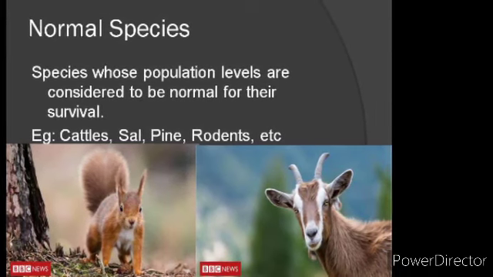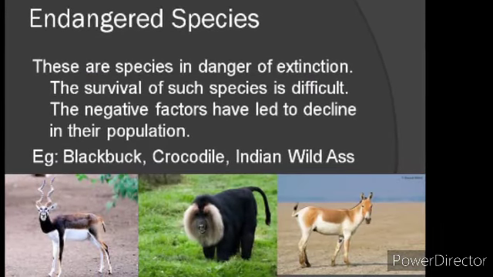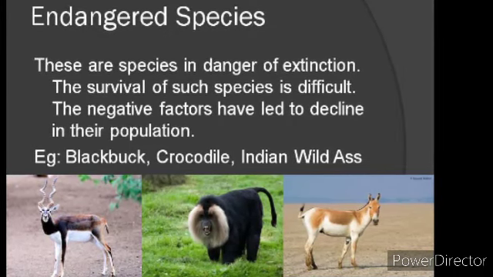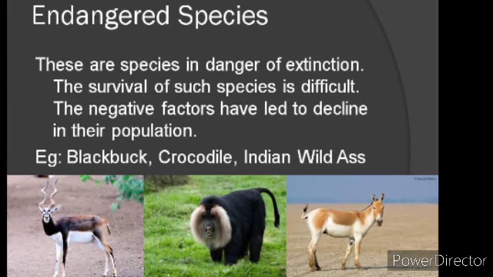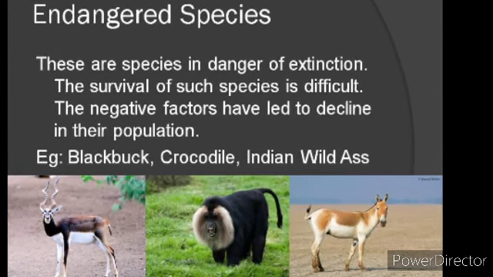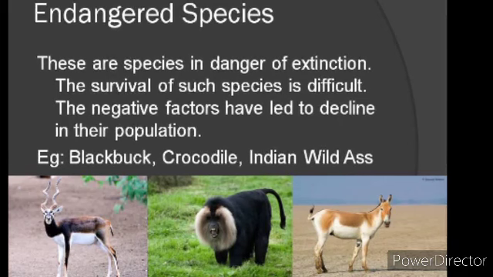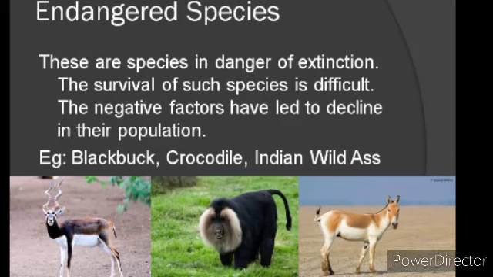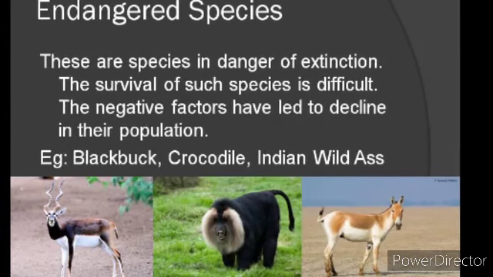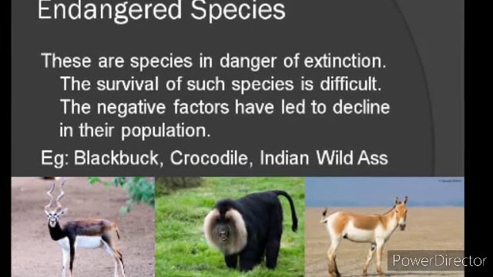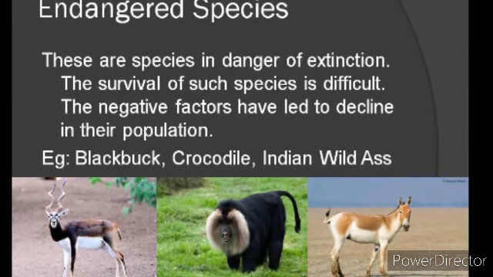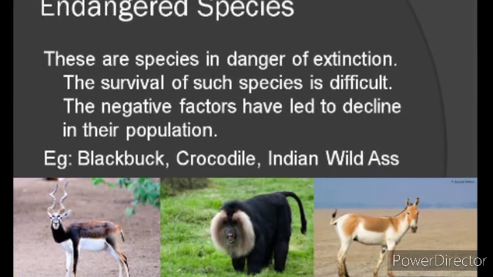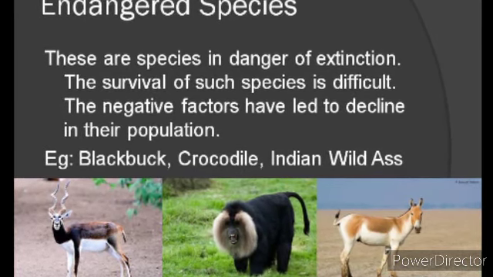So next one is endangered species. What do you mean by endangered species? These are in danger of extinction. The survival of such species is difficult if the negative factors that have led to a decline in their population continue to operate. The examples of such species are black buck, crocodile, Indian wild ass, Indian rhino, lion-tailed macaque, Sangai, and Sangai is a type of deer. It's found in Manipur. Okay, so that's about endangered species.